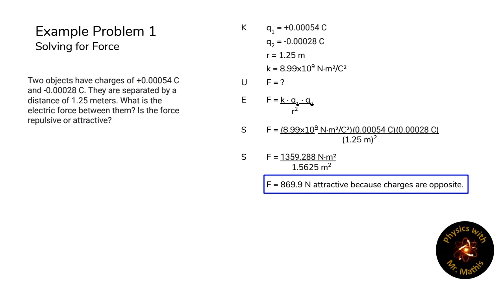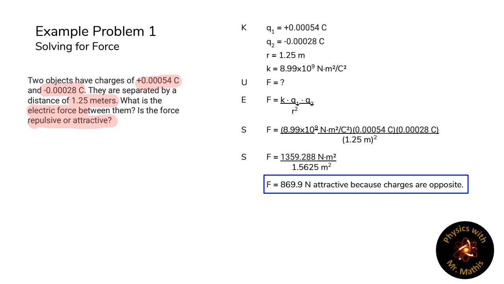For this first problem, two objects have charges of positive 0.00054 coulombs and negative 0.00028 coulombs. They're separated by a distance of 1.25 meters. What is the electric force between them, and is the force repulsive or attractive? So we have several pieces of information to look at.